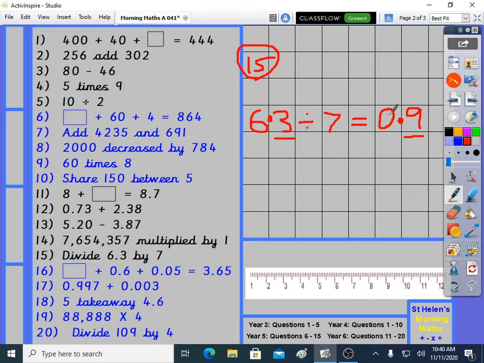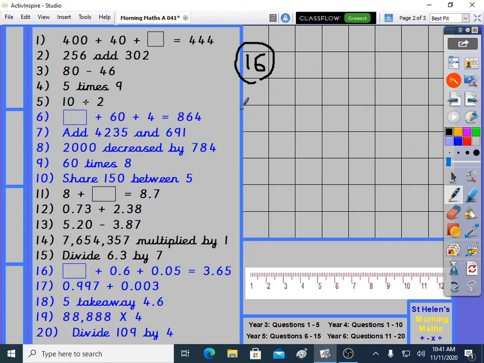Decimal division facts in disguise. Quite complicated, maybe. If you do it on the bus stop, you get the same answer. 6.3 divided by 7. I always say, if you're unsure on these, you can just do it on the bus stop. You're still going to end up counting your 9, but you'll know where to put the point because you line it up on the bus stop. So we still get 0.9. And we can go to question 16.